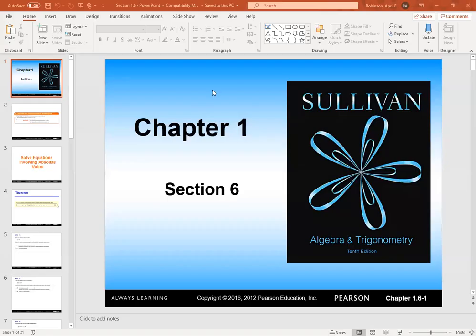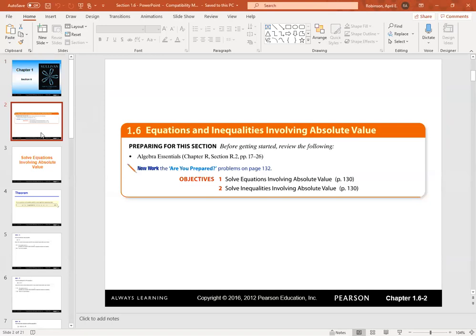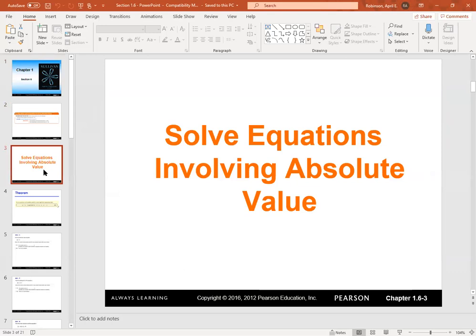All right. If I don't get through all this, we will finish it up on Monday with 1.7. Section 6 objectives: we are going to be dealing with both equations and inequalities, but they will now involve absolute values. So we're going to start with solving equations involving absolute values.